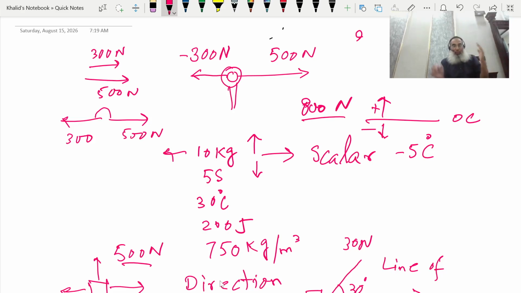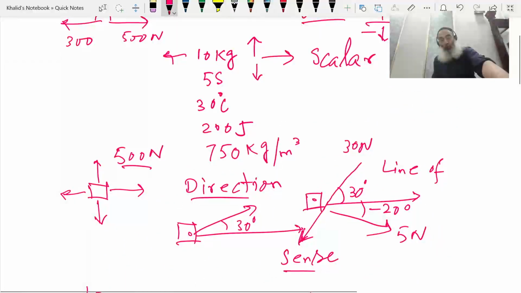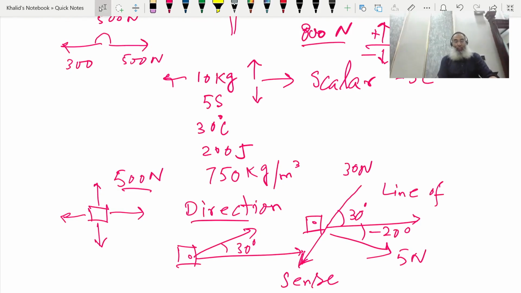And then we come to the quantities, physical quantities. They have two main categories. One of them is scalar and the other is vector. We started it with examples like 10 kilogram, like 5 seconds, 30 centigrade, or 200 joule, or 750 kilogram per meter cube. These are all density. These are all scalar quantities. They don't ask for direction. We don't say that 10 kilogram in upward or downward or to the left or to the right. It doesn't make any sense.